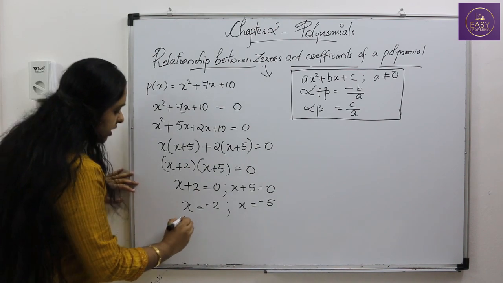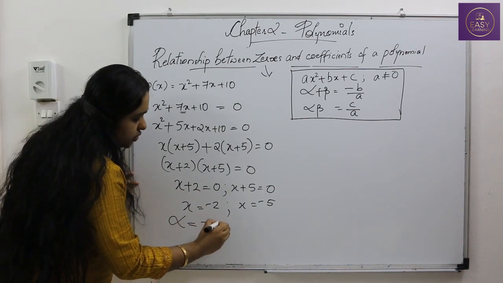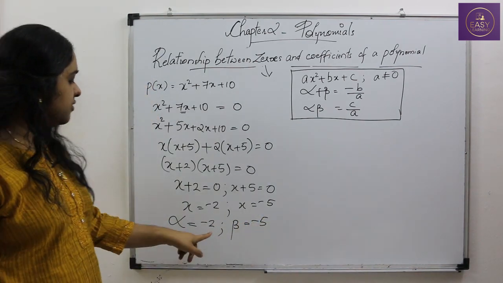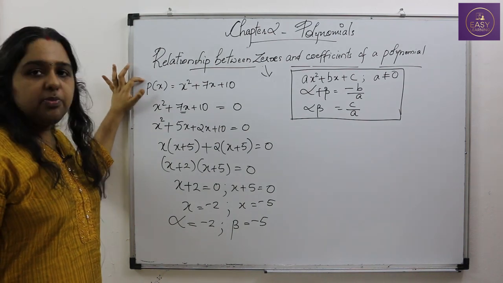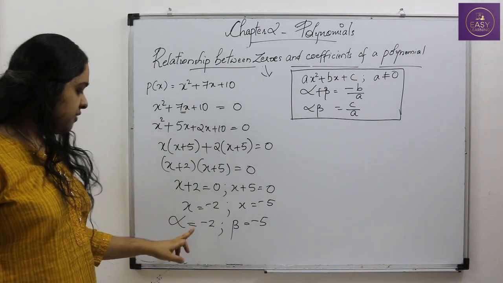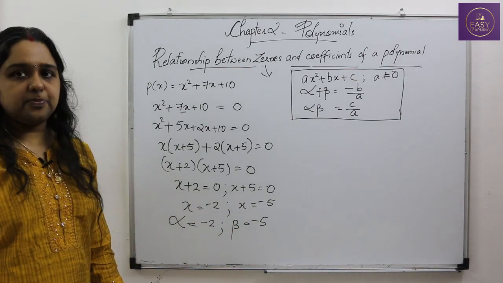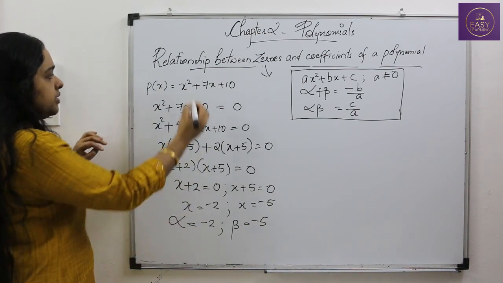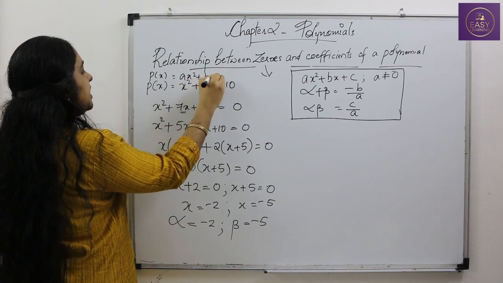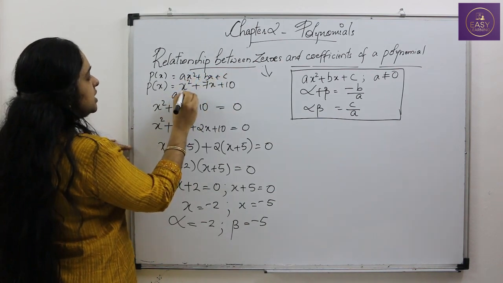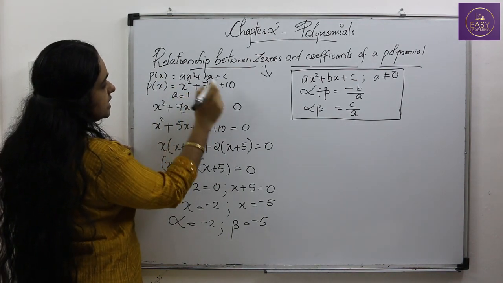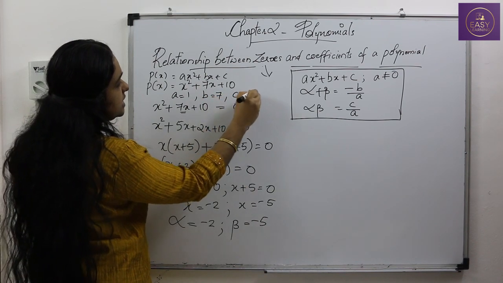That means our alpha equals minus 2 and beta equals minus 5. Those two values we are denoting using alpha and beta. I'll just write the general form also, then it will be more clear: x square plus bx plus c. What's the value of a in this? A is 1, b is 7 and c is 10.